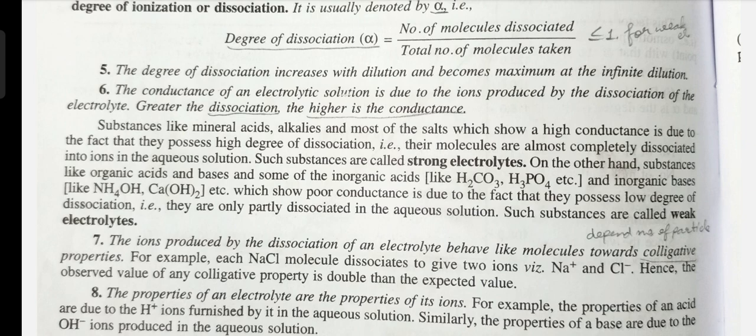On the other hand, substances like organic acids, organic bases, inorganic acids, and inorganic bases, which show poor conductance, do so because they possess a low degree of dissociation, that is, they are only partly dissociated in aqueous solution. Such substances are called weak electrolytes.